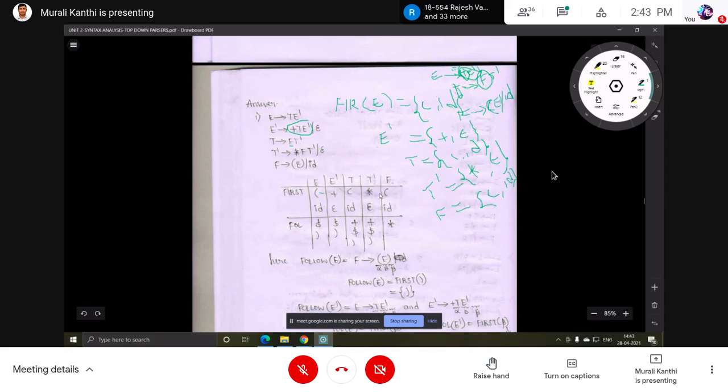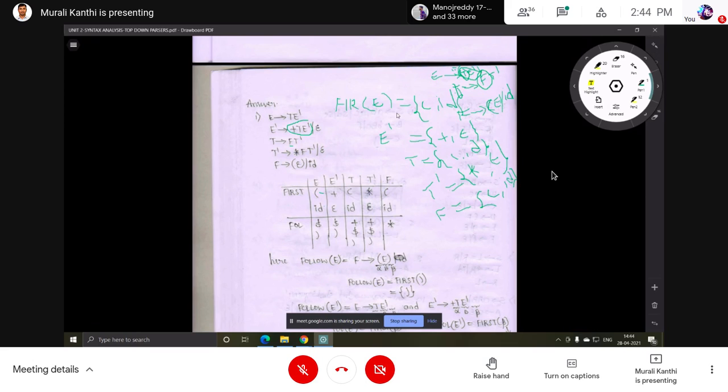Follow of E. In the first function, while applying it, we have to consider the production of the symbol for which we want to find the first set. So here, for E, I want to find the first set for E, so the E production has to be considered.